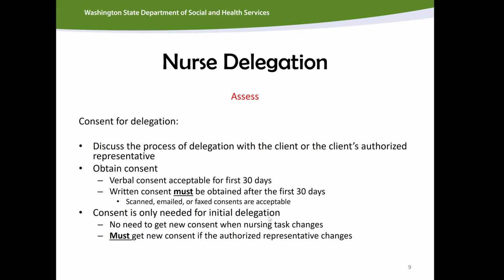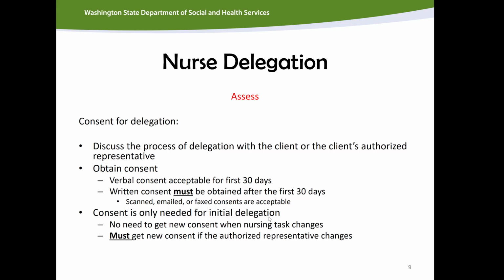Also, consent for delegation. So in this process, the nurse delegator is required to discuss the nursing process to include the prohibited tasks for nurse delegation with the client or the client's authorized representative. Consent must be obtained upon initial delegation. Verbal consent is acceptable for the first 30 days. However, written consent must be obtained after the first 30 days. A scanned, emailed, or faxed copy is acceptable.